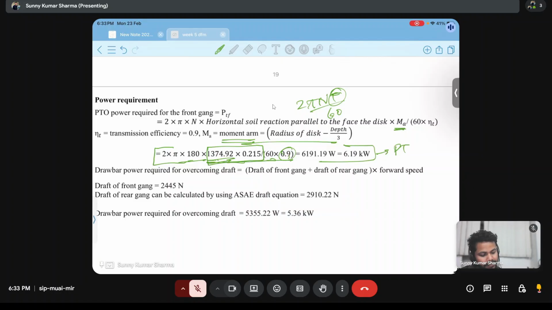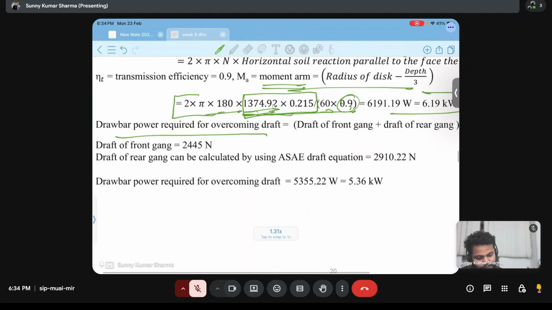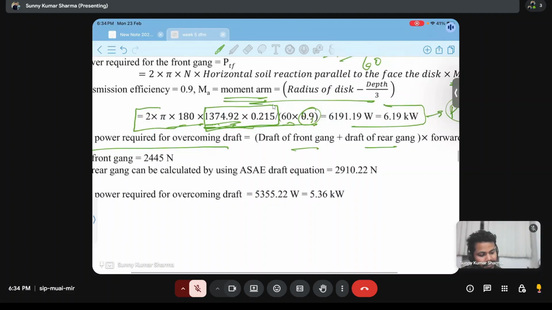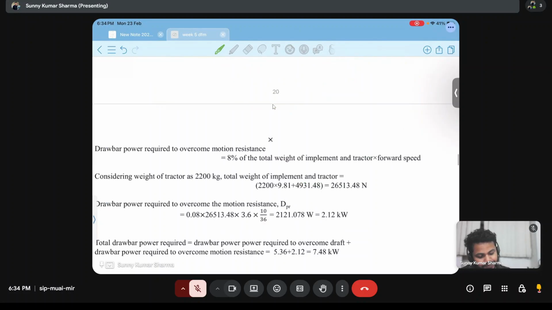This is the PTO power required for rotating the front gang, and drawbar power required for overcoming the draft will be draft of front gang plus draft of rear gang into forward speed. Draft of front gang we have already calculated earlier as 2445 Newton, and draft of rear gang also we have calculated. So these two we will sum up, and forward speed will be multiplied. So drawbar power required will be 5.36 kilowatt.